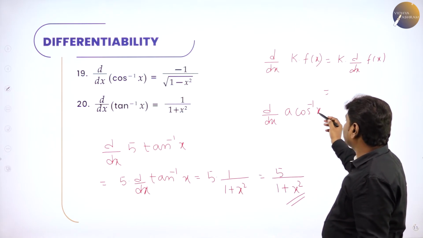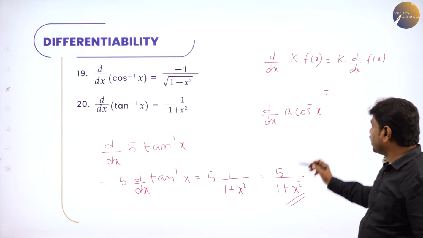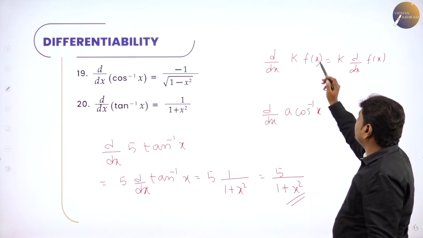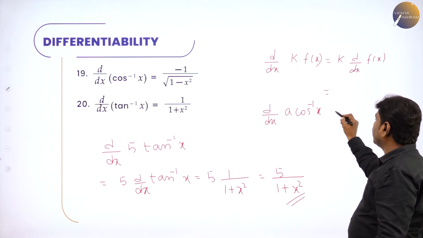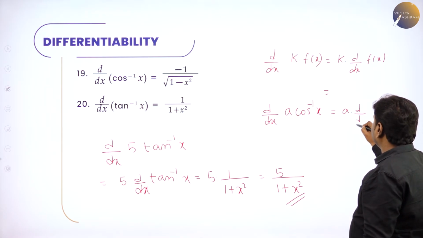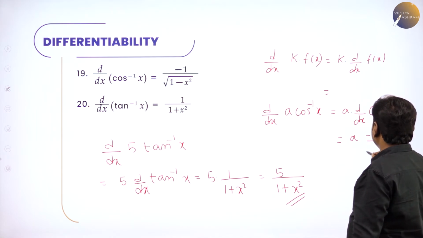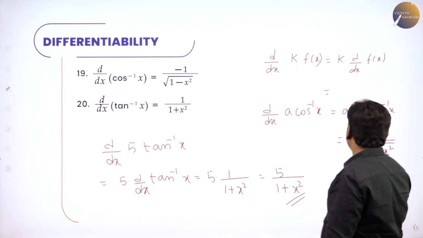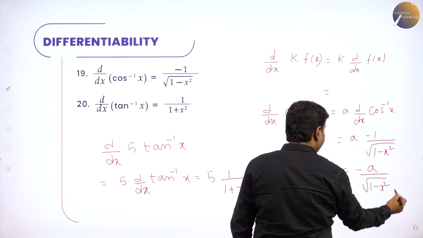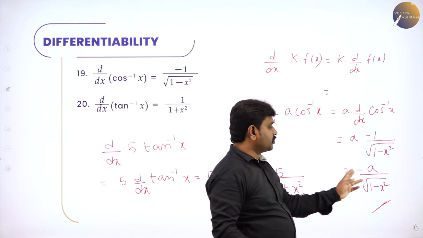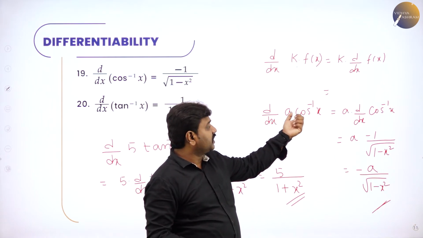So now d by dx of a cos inverse x. I told you all alphabets are treated as constants except x, y, t. So a is a constant. It is in the form k into f of x. Constant into f of x means take the constant out and apply the differentiation to f of x. So I take a out and apply d by dx to cos inverse x. What is the derivative of cos inverse x? Minus 1 by root of 1 minus x square. So a into minus 1 is minus a divided by root of 1 minus x square. That's it. So I'll repeat: d by dx of a cos inverse x is given.